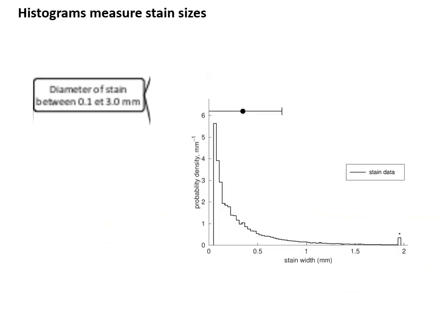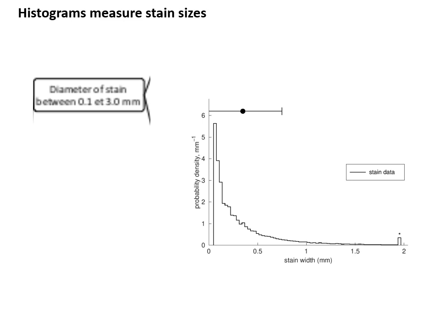So the first answer, about measuring stain size, is very easy. If you have a histogram, then you can just integrate the curve between your two bounds, here 0.1 and 3 millimeters, and you get a percentage. You get 60% of the stains. So good enough, I don't know, but then you can make quantitative decisions that are less arbitrary than trying to answer this without quantitative measurement.